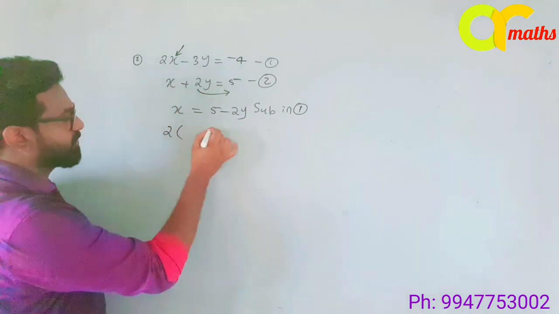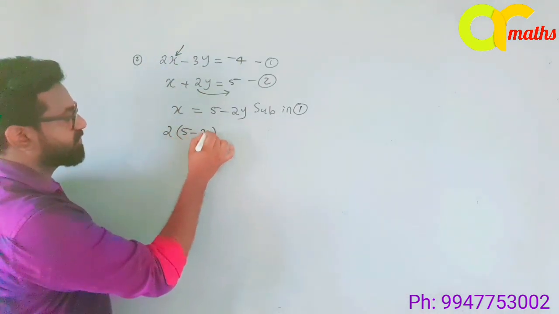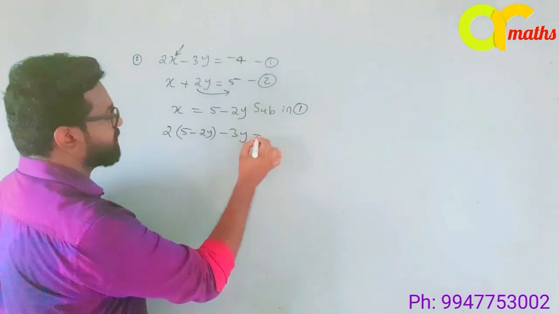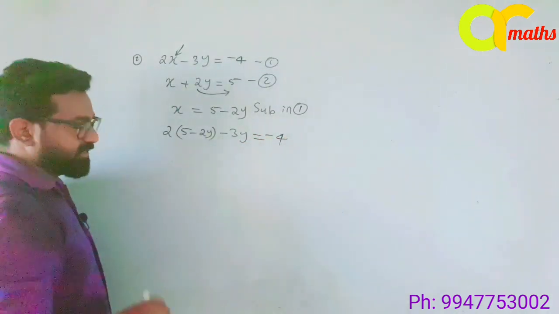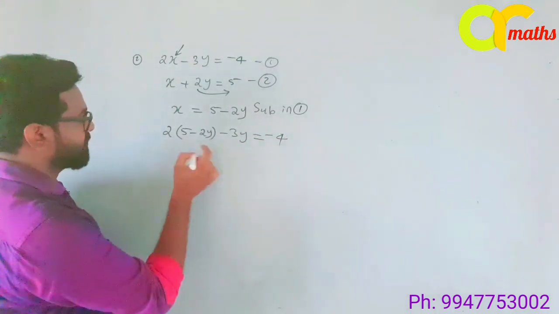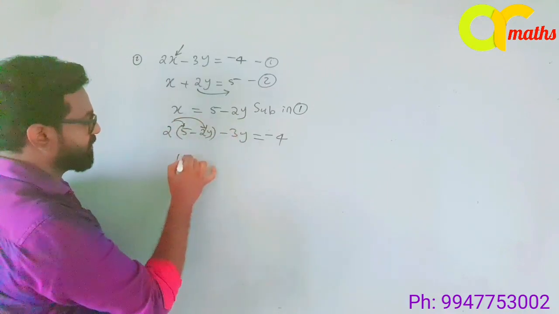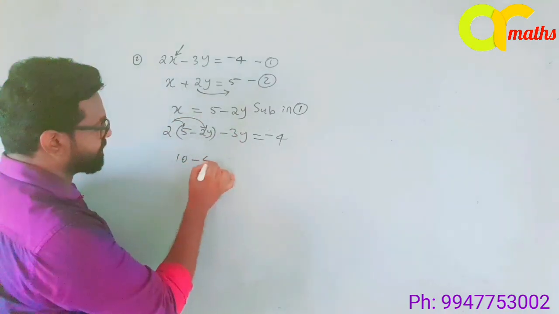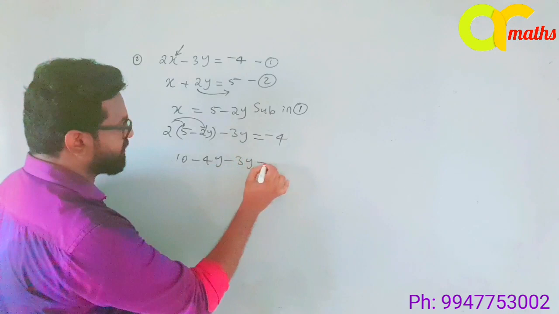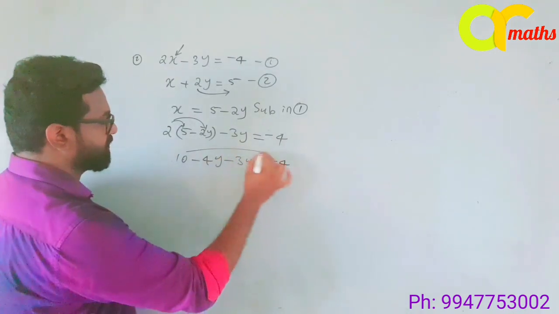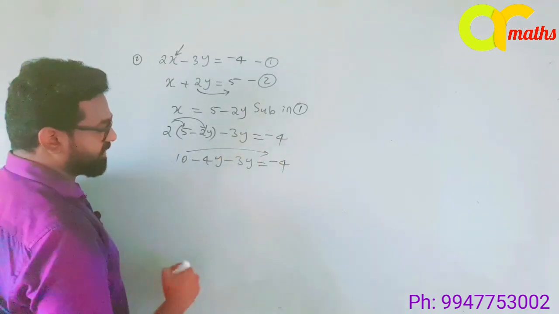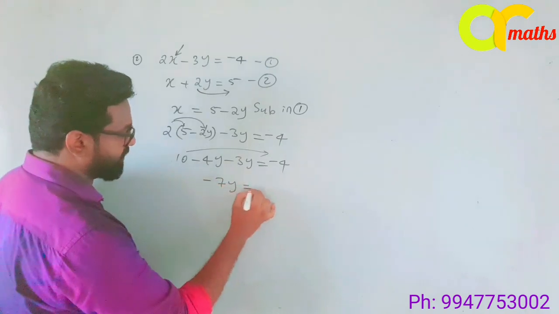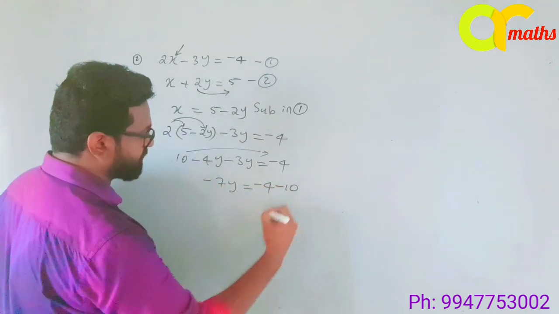So 2 into 5 minus 2y, minus 3y equal to minus 4. Then just open the bracket. 2 into 5, 10, minus 2 into 2, minus 4y, minus 3y equal to minus 4. Then minus 4y minus 3y, minus 7y equal to minus 4 minus 10.